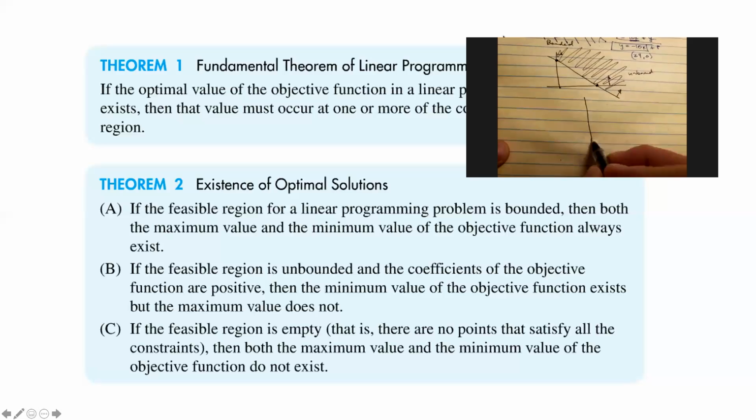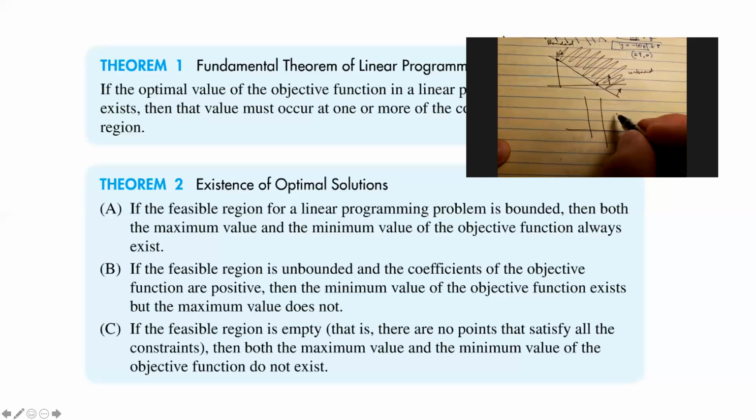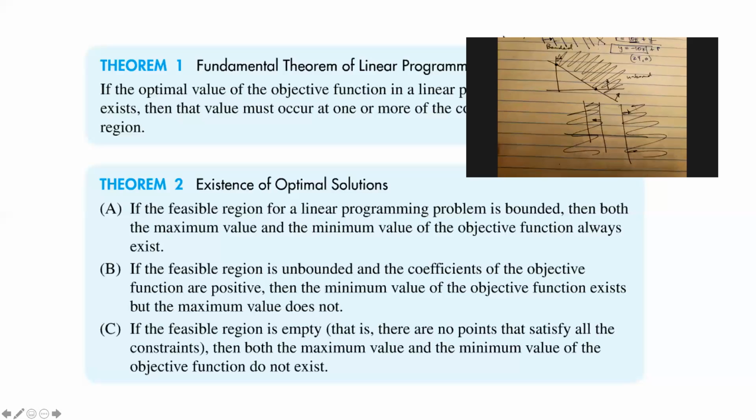Well, that could be if you have constraints that basically say this is one solution set over here, and then this is one of the other linear inequalities and says it's this. Since there's no overlap, there's technically no region that is in the feasible region. So it would be no, it does not exist.